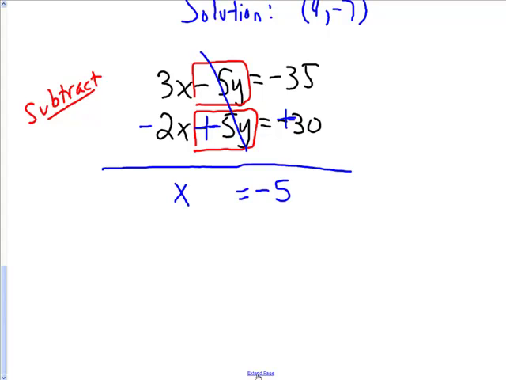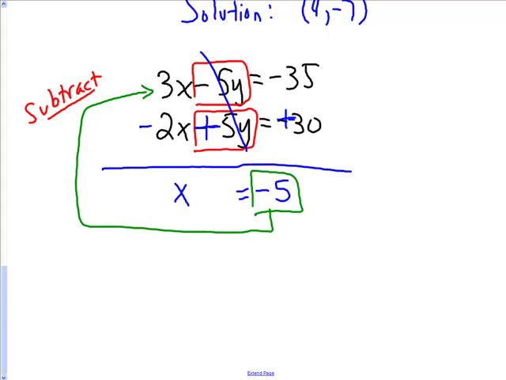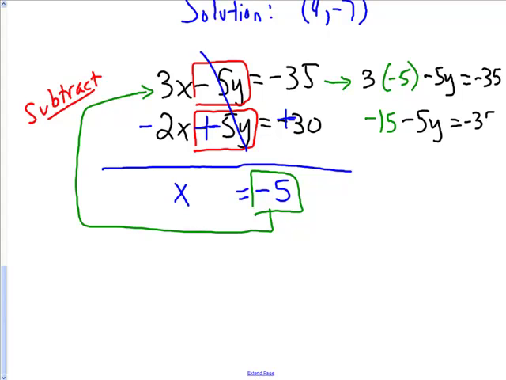Now that we know what x is, let's take that back and substitute it in to either equation. I just arbitrarily picked the first one, and we get 3 times negative 5 minus 5y equals negative 35. 3 times negative 5 is negative 15. Minus 5y equals negative 35. Let's add 15 to both sides. Get rid of the 15 first.